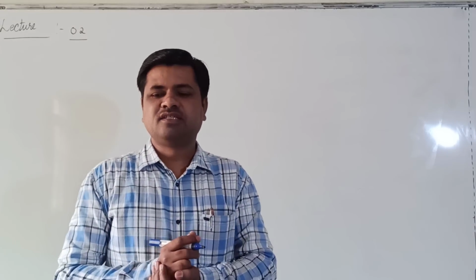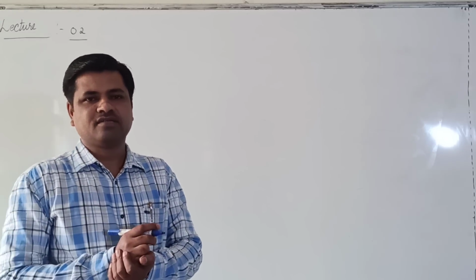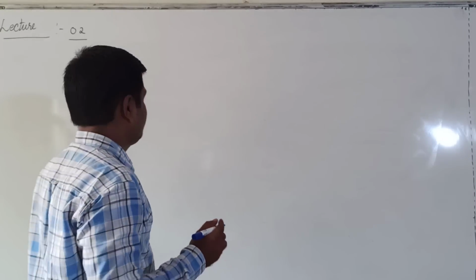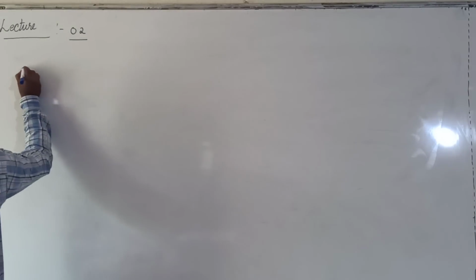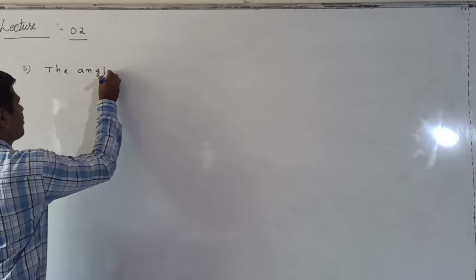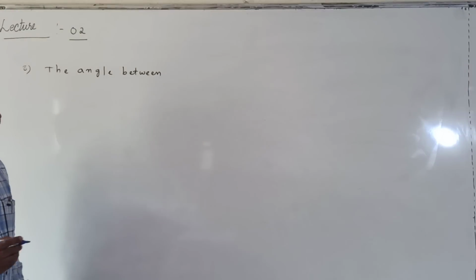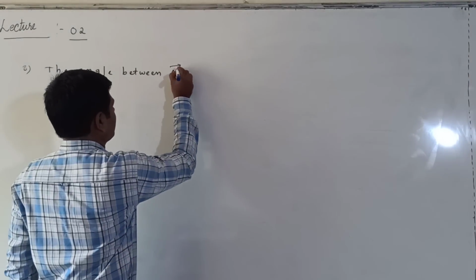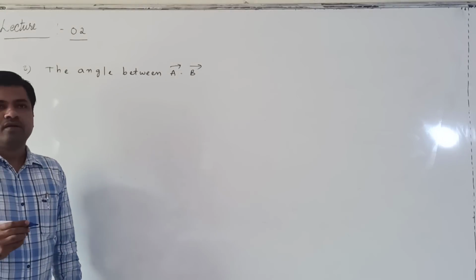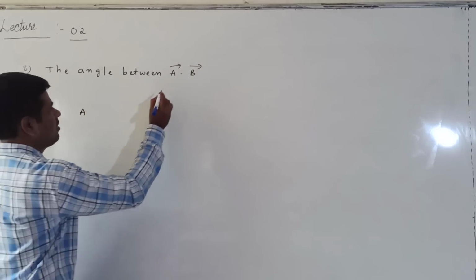Here is the continuation of the chapter. In the last class some properties were discussed. Now, the continuation of the eighth property: the angle between A bar and B bar. How to write the angle between A bar and B bar? The angle between A bar and B bar can be written as follows.